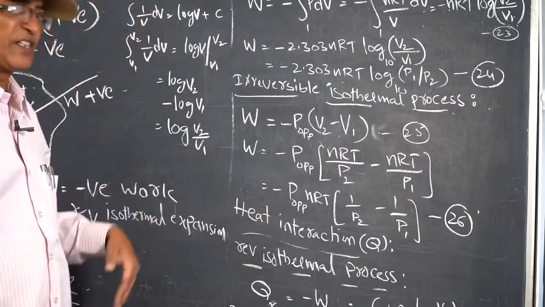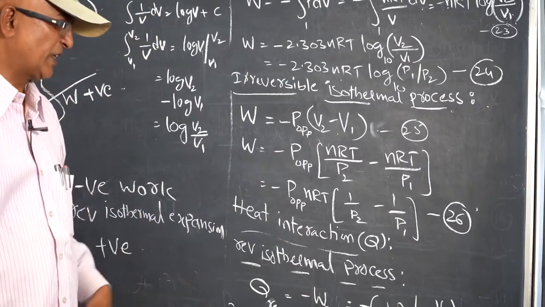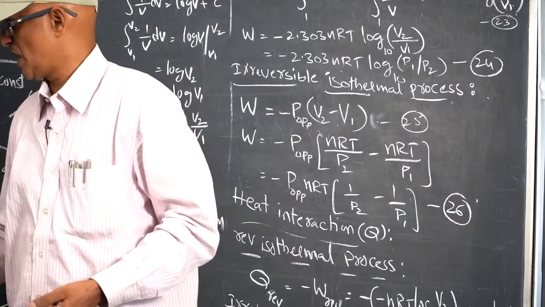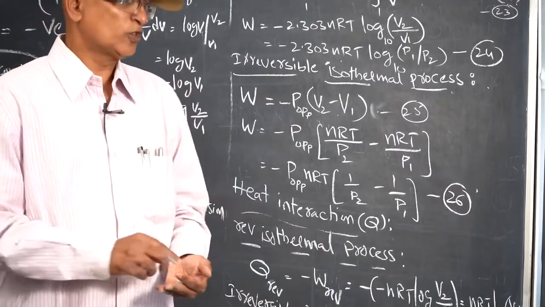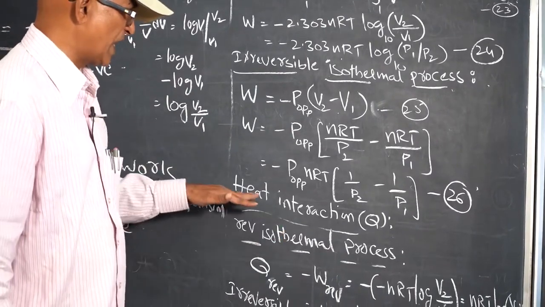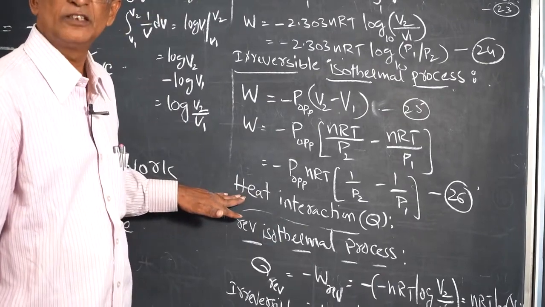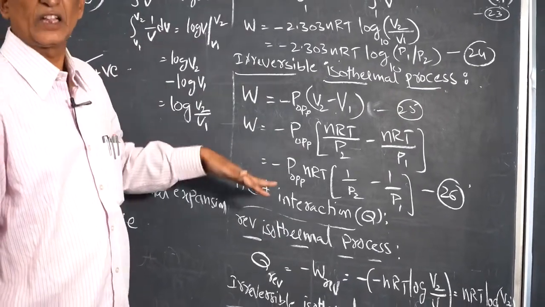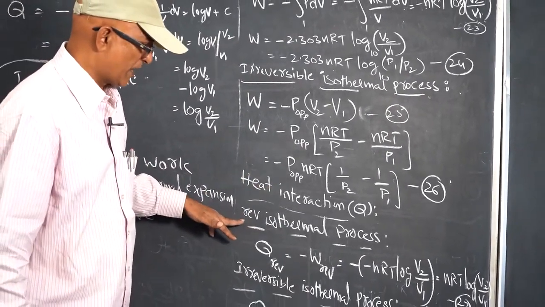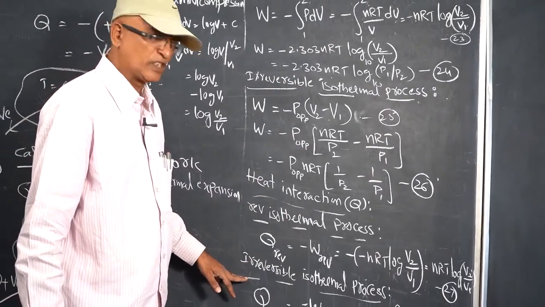Now, coming to heat interaction. How to calculate heat interaction? According to this formula, Q is equal to minus W. Heat interaction Q is a path function, just like work. Therefore, you have to calculate separately for the reversible isothermal process and the irreversible isothermal process.